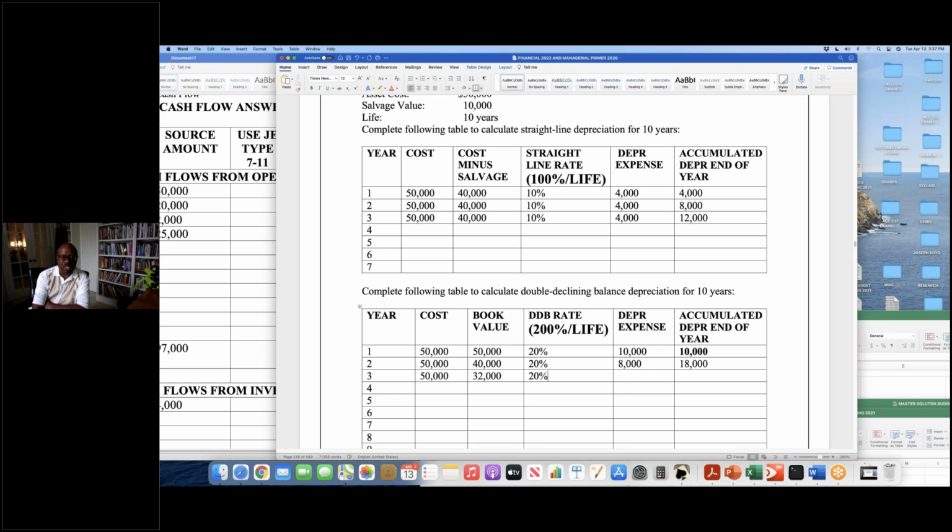So what's our depreciation in year 3 going to be? 6,000. How much? No. Hold on. You're starting out okay. 6,400. Okay. I don't understand why it's 6,400. Can you explain it to me? You're taking 20% of this number, whatever's in the book value column. Okay. Gotcha.